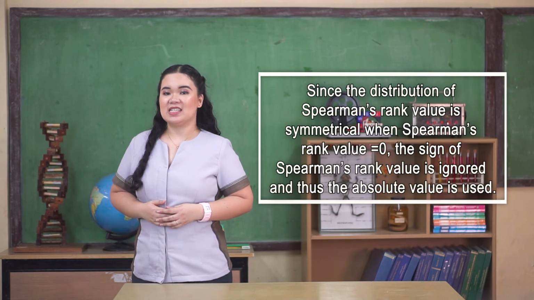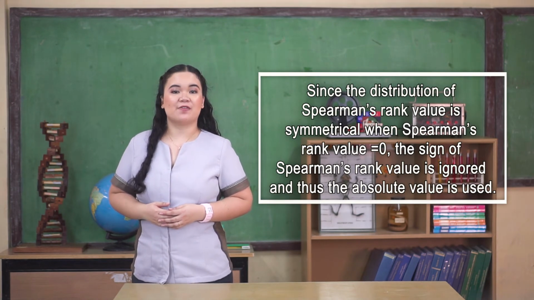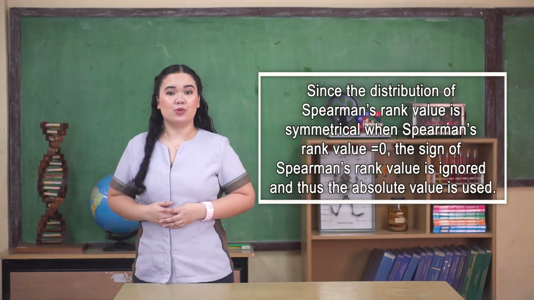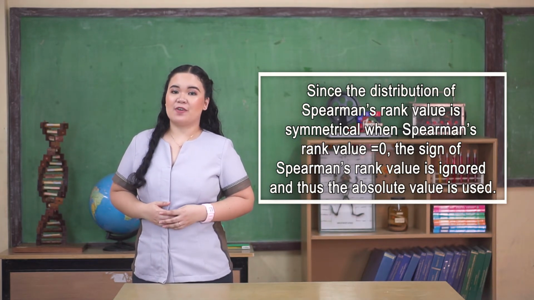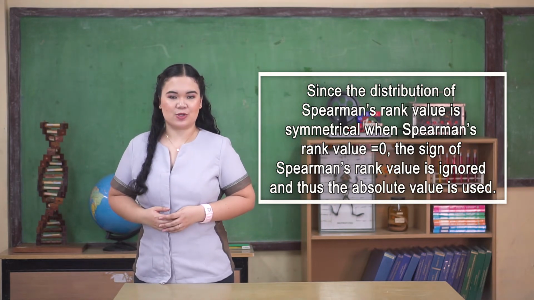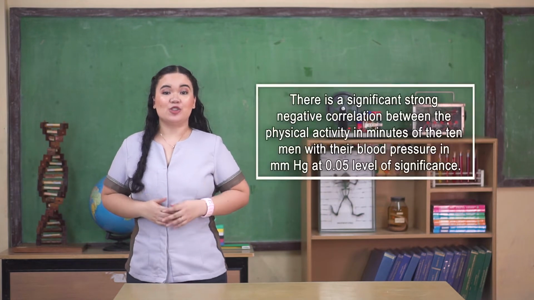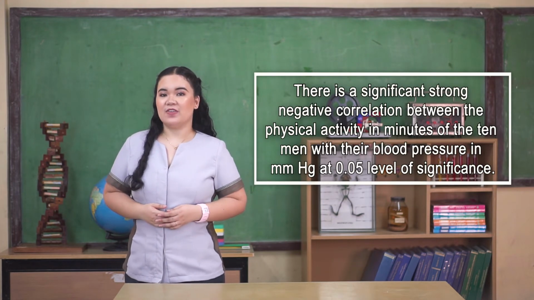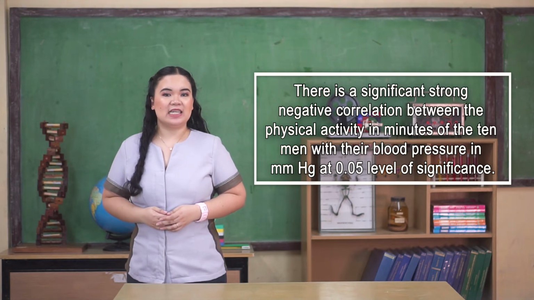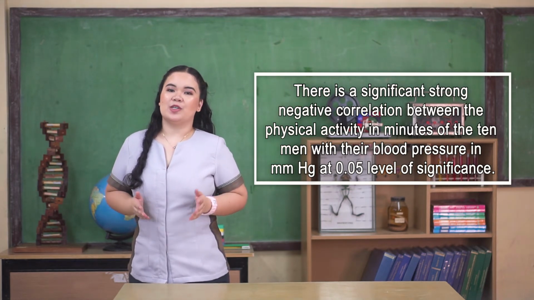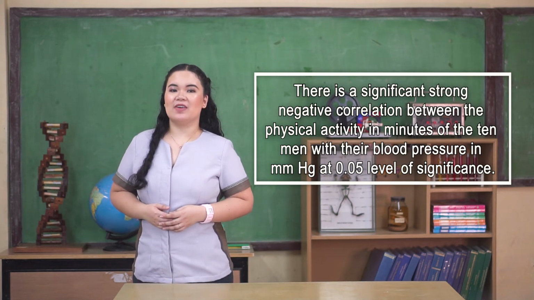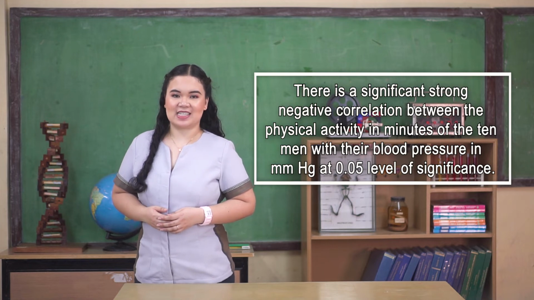Please note that since the distribution of Spearman's rank value is symmetrical when Spearman's rank value is 0, the sign of Spearman's rank value is ignored and thus the absolute value is used. In conclusion, there is a significant strong negative correlation between the physical activity in minutes of the 10 men with their blood pressure in millimeter mercury at 0.05 level of significance.